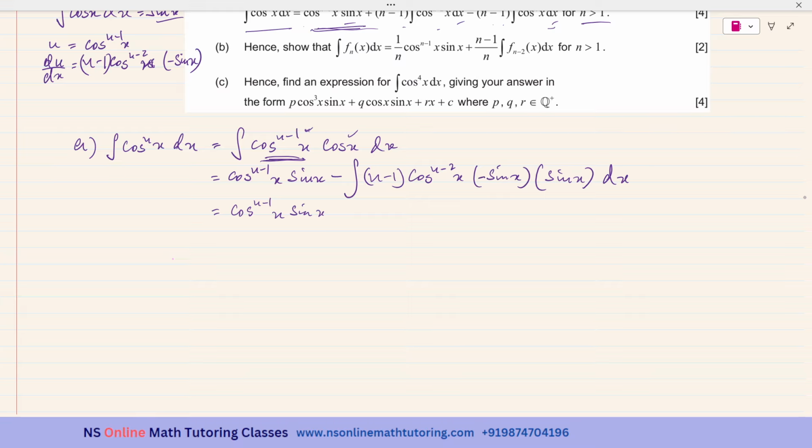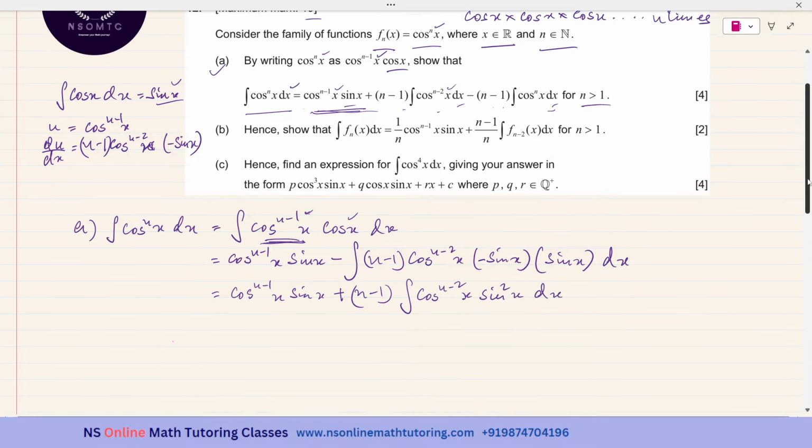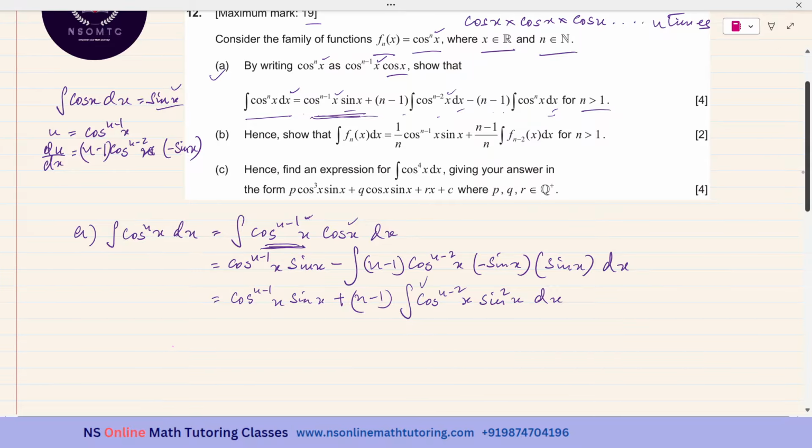I can take this minus sign outside, so it will be plus, and let me take out this n minus 1 also, and this becomes the integral of cos n minus 2 x sin squared x dx. And now you see over here we are having a single integral, but for this expression we are having two integrals, and we are not having any sign anywhere.